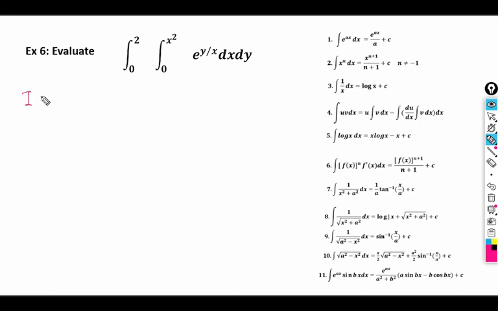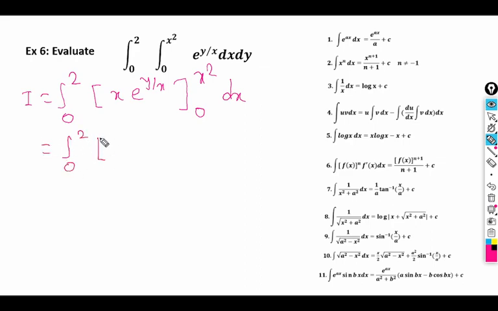Exactly the same way as in the previous example, our first integral will go like this, 0 to 2 as it is. We are integrating with y. So the integration is x e raised to y by x, just like the previous question, 0 to x square, and dx is all that we have left. So here we put the upper limit in y: x e raised to x square upon x, that is x e raised to x, minus, now we replace y by 0, so it is only x dx.